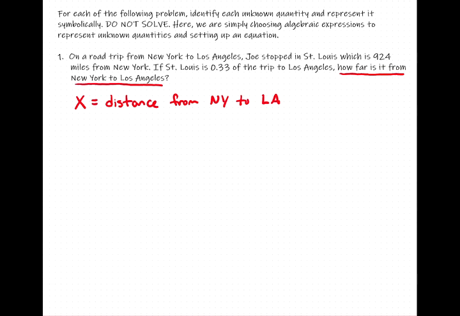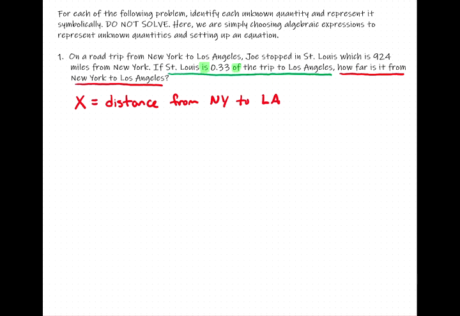So when I look at this sentence right here, St. Louis is 0.33 of the trip to Los Angeles, to me, that sounds like a mathematical equation, because when you see the word is followed by a number, that translates to an equal sign. Is means equals. And when you see the word of, O-F, followed by a number, that means multiplication. In this case, I see the word of here. It's not literally a number, but it's the word of followed by the trip to Los Angeles. Well, that's a number. That distance is what we're looking for. We just don't know what that number is yet.